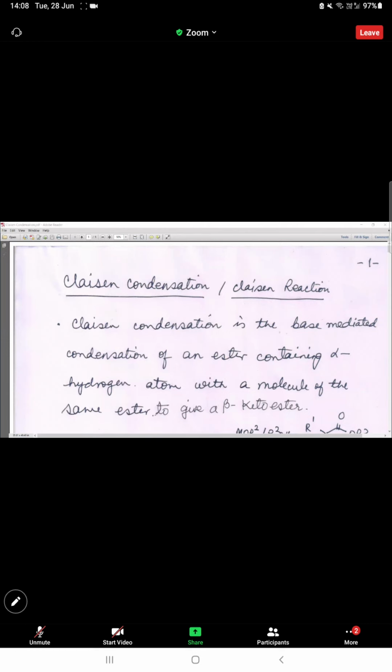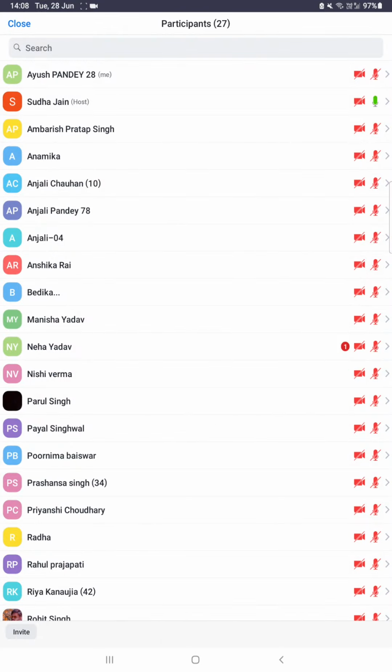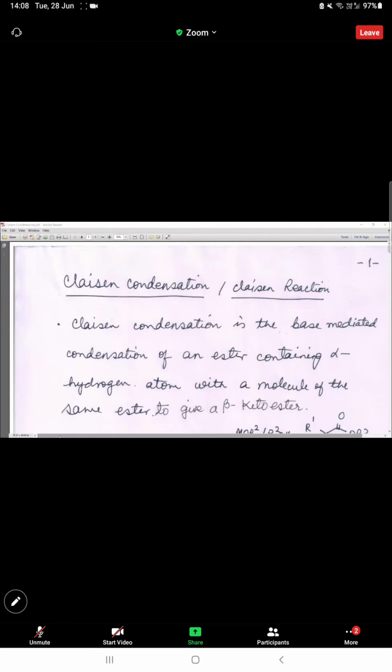Now, we shall be starting with the Claisen condensation. Sometimes this is also called the Claisen reaction. We have read about the condensation between carbonyl compounds. Now, what happens in Claisen condensation? Again, it is a base mediated reaction, but the substrate here is an ester which contains an alpha hydrogen atom. The common alpha hydrogen has to be present. It is a base catalyzed reaction, but the substrate is an ester.